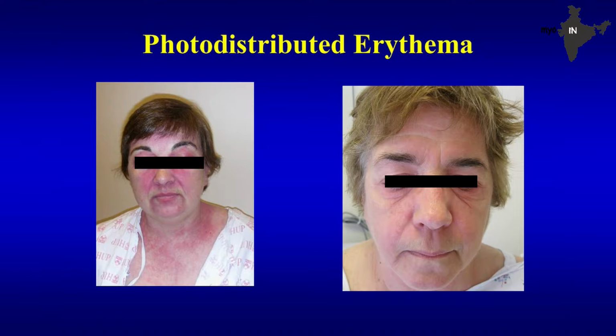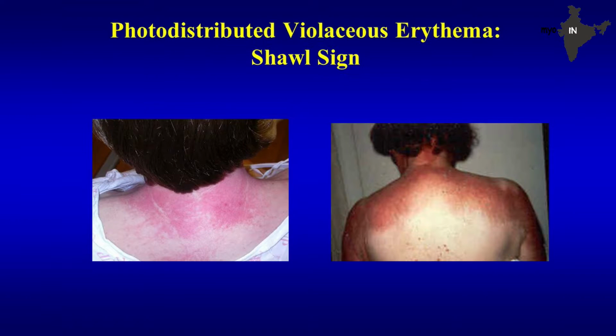There's a photodistributed erythema with erythema in the malar area involving the nasolabial folds, and also you can see here in the V of the neck. And these are very common areas to look for, and it's typically violaceous erythema is not unusual. This is looking at the area of the shawl sign with the posterior neck and the upper back, and extending actually on the right up into the neck and into the scalp. And these are very common areas of photodistributed violaceous erythema in dermatomyositis.